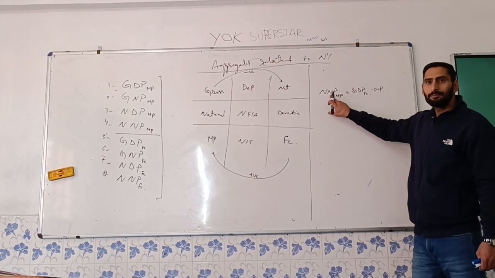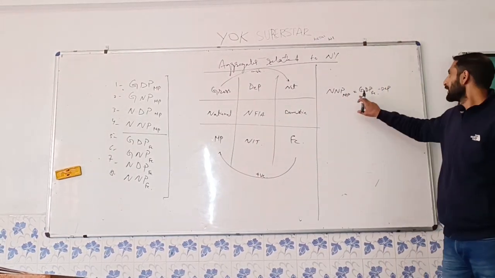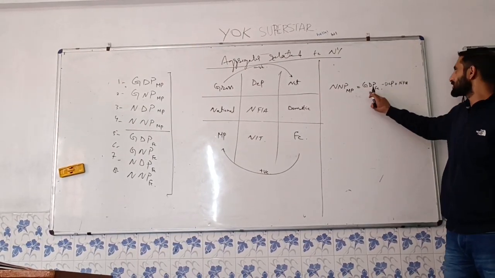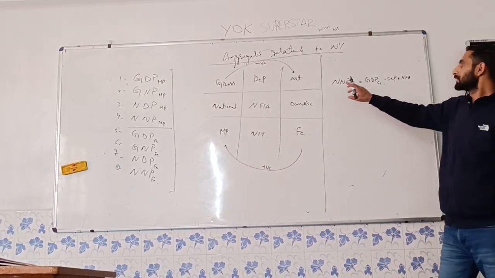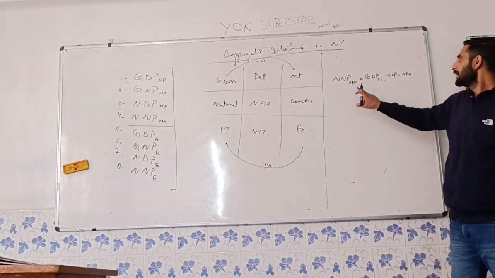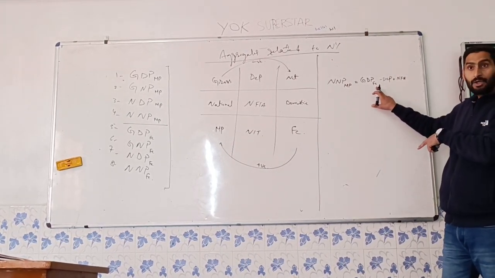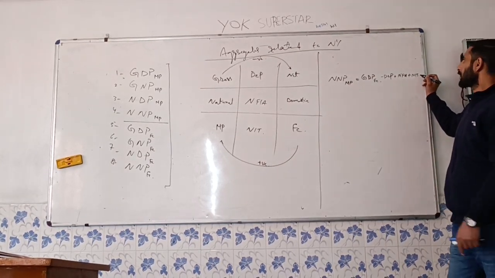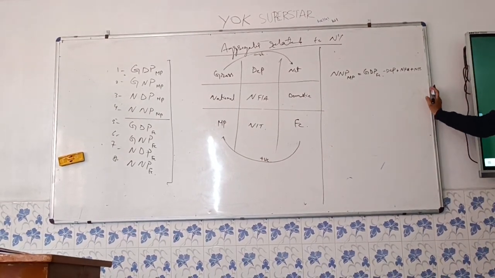This is national. This is domestic. The difference between national and domestic is NFIA. Let us put NFIA with domestic to make it national. Then we have the FC. Market price and factor cost, factor cost is the smaller brother. So we will add what? NIT, net indirect tax, to it in order to make NNP at MP. So these two sides are now equal.